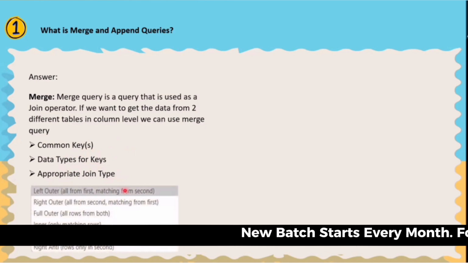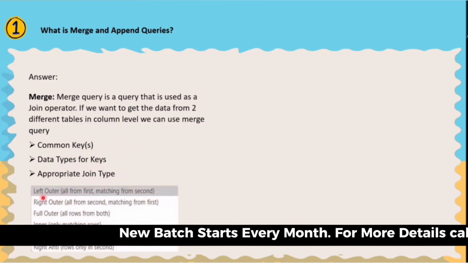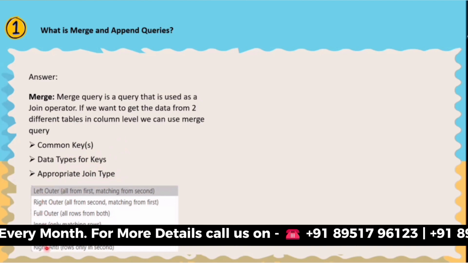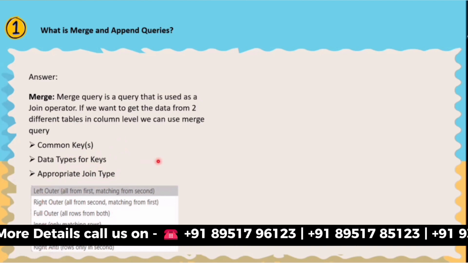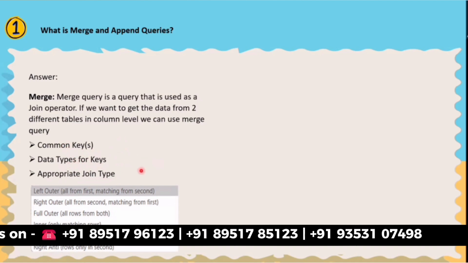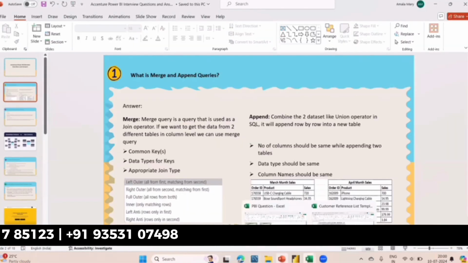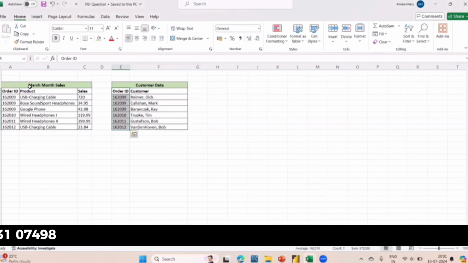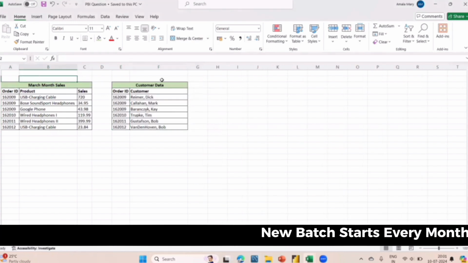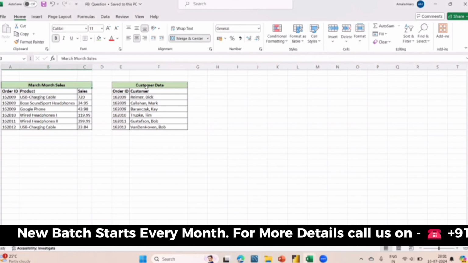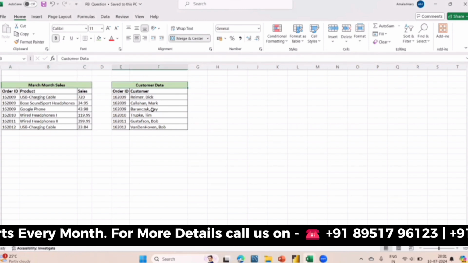So the join types are left join, right join, full outer join, inner join, left anti-join, right anti-join. So for this common key and data type, I'll give an explanation. For example, we have this table. This is table 1 and this is table 2. Table 1 is March month sales and this is the customer related information.